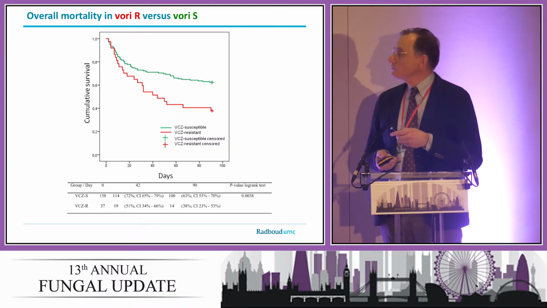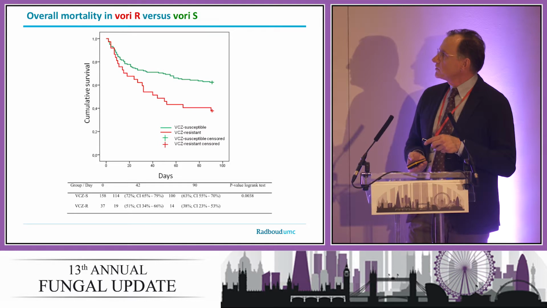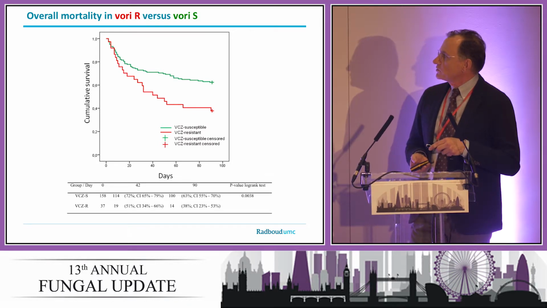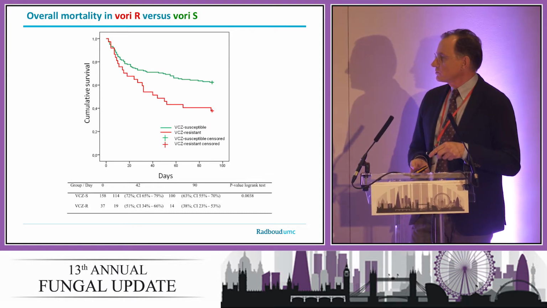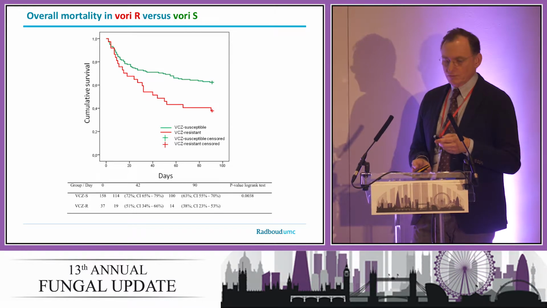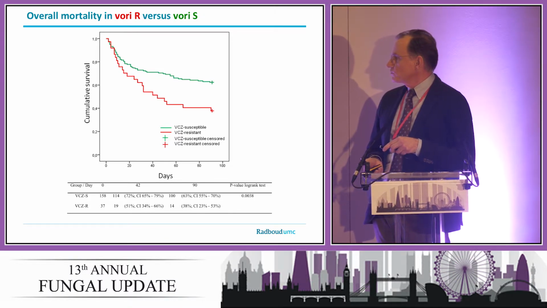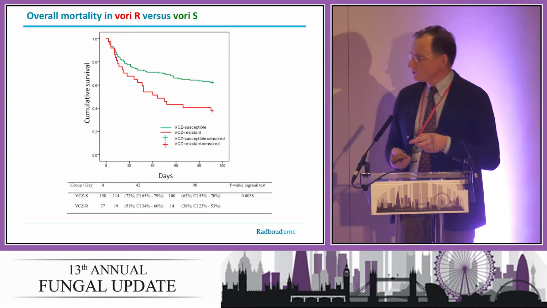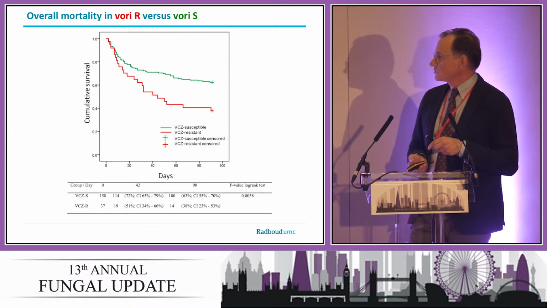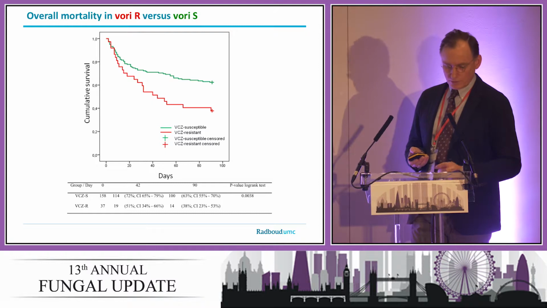So what is the outcome of these patients? So we compared the outcome on day 90 and on day 42. And this is the cumulative survival. So on day 0, there were 158 patients with voriconazole susceptible infection and 37 with resistant infection. On day 42, 72% was alive with susceptible infection compared to 51% with a resistant infection. And on day 90, it was 63 and 38%. So this was a highly significant difference in survival.